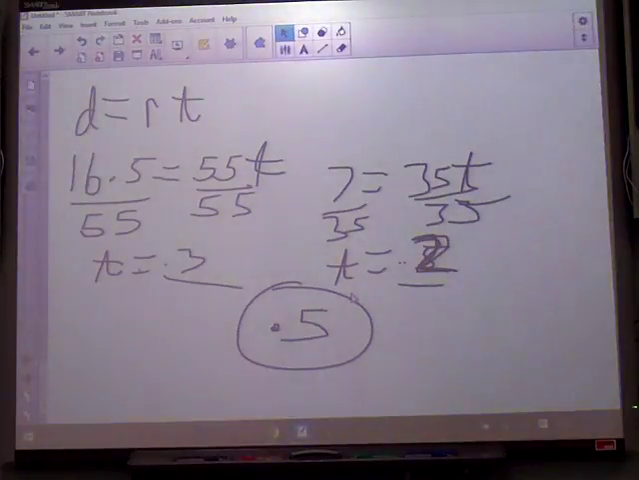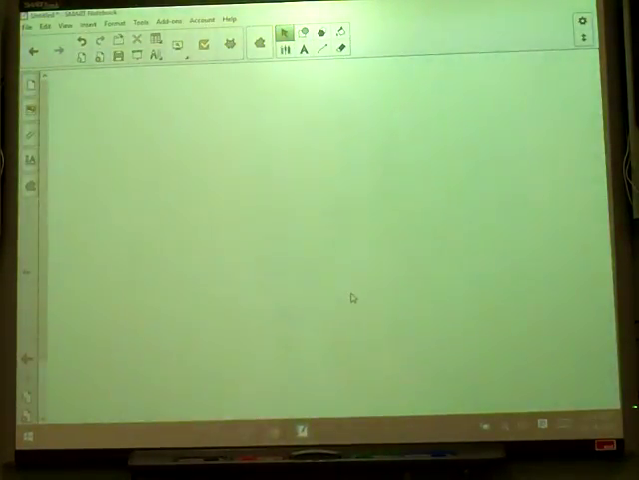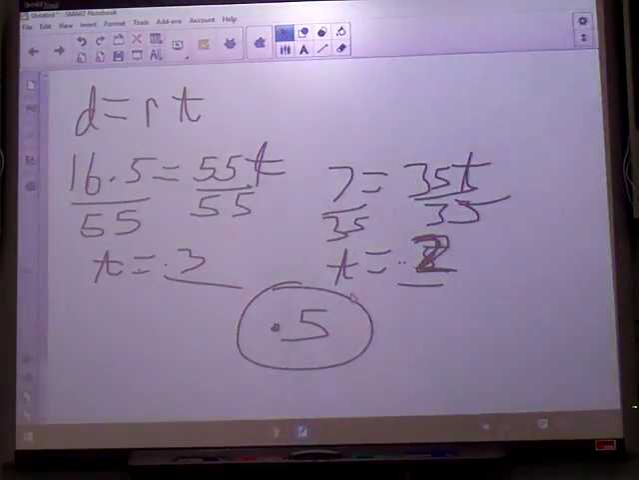Part B, I'm going to do it on a new piece of paper, still using the same formula. Part B, we went 44 highway miles. I need to go back. It's okay.